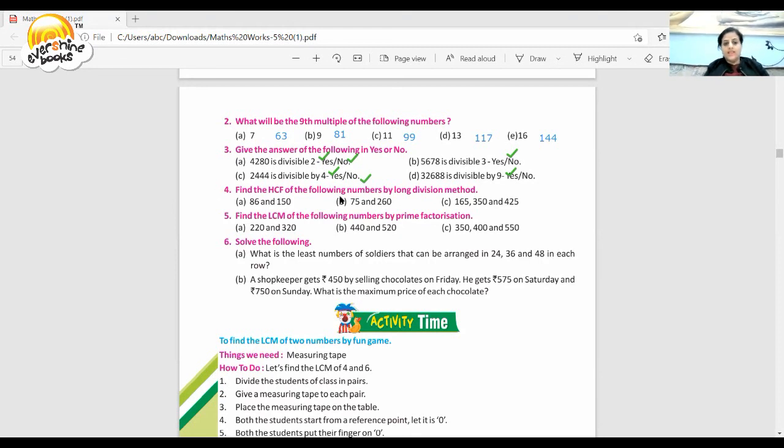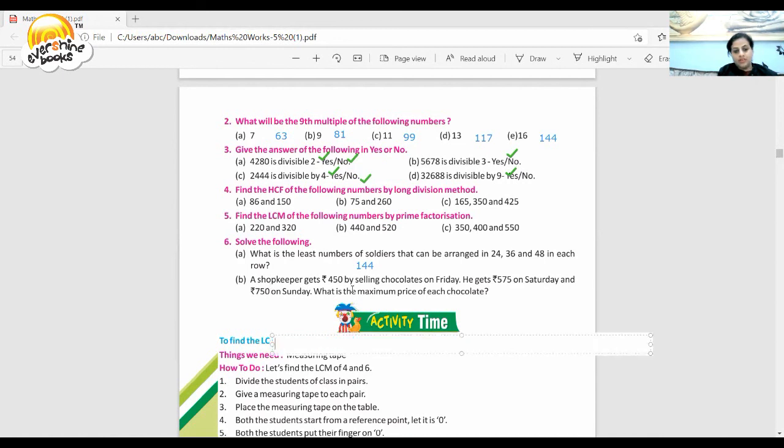Okay. Now find the HCF of the following numbers by the long division method that I have already taught you properly, and you are going to do that. Now find the LCM also with prime factorization. Now solve the following. Find the least number of soldiers that can be arranged in 24, 36, and 48 in each row. When we talk about least number, it is LCM. LCM of the three numbers is 144.